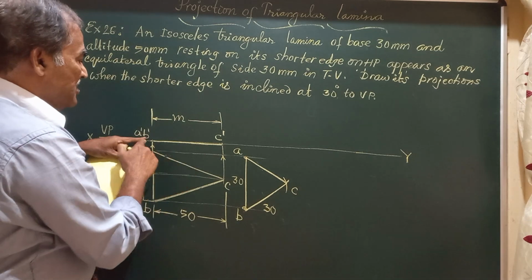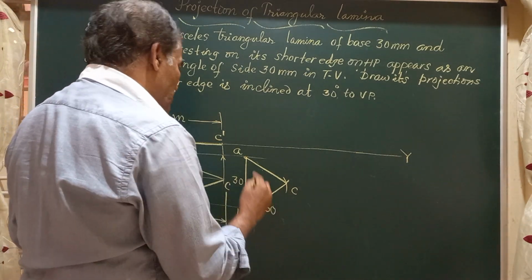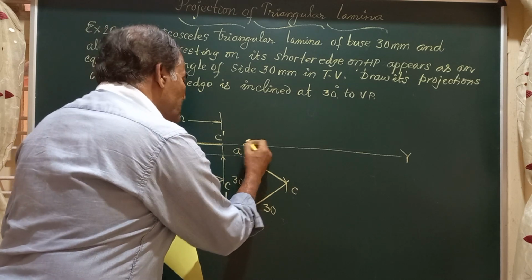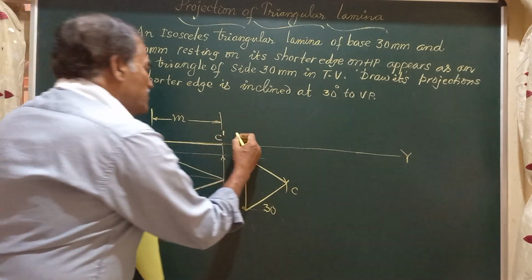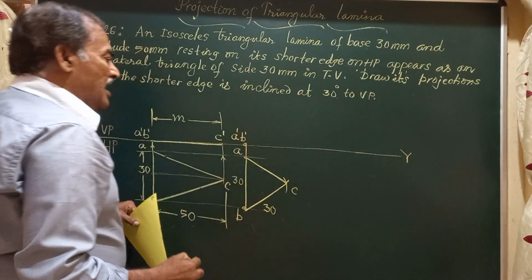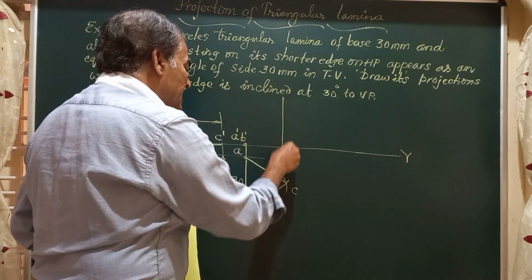When this C is lifted upwards, keeping AB on HP, friends, this is going to be the top view. Let me get the front view. So here, as in the previous case, you get point A dash, and this point is B dash, and C dash should lie somewhere along this line.